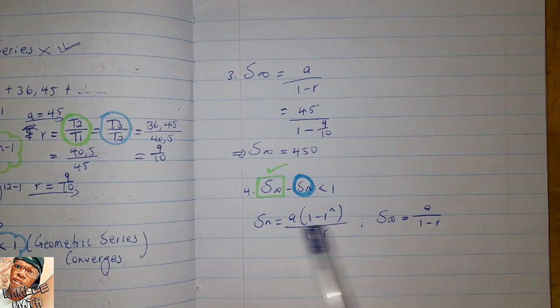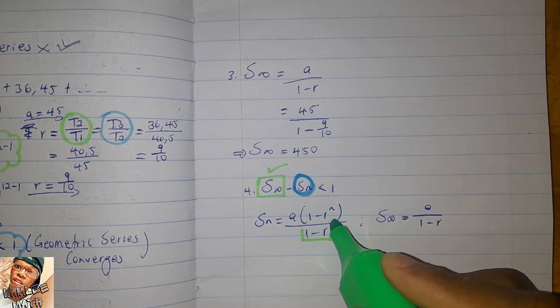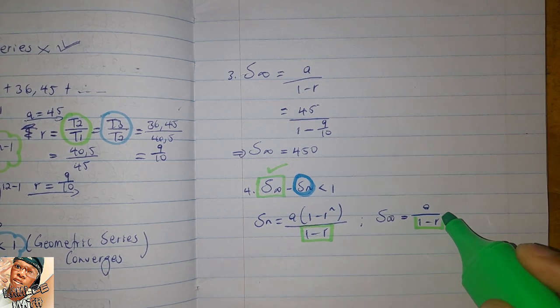So they're looking for the difference between the two. They're saying, what is the smallest value of n for which the difference between these two is less than 1? Now what I have noticed from these two formulas is that they have the same denominator. We have 1 minus r here and here as well.